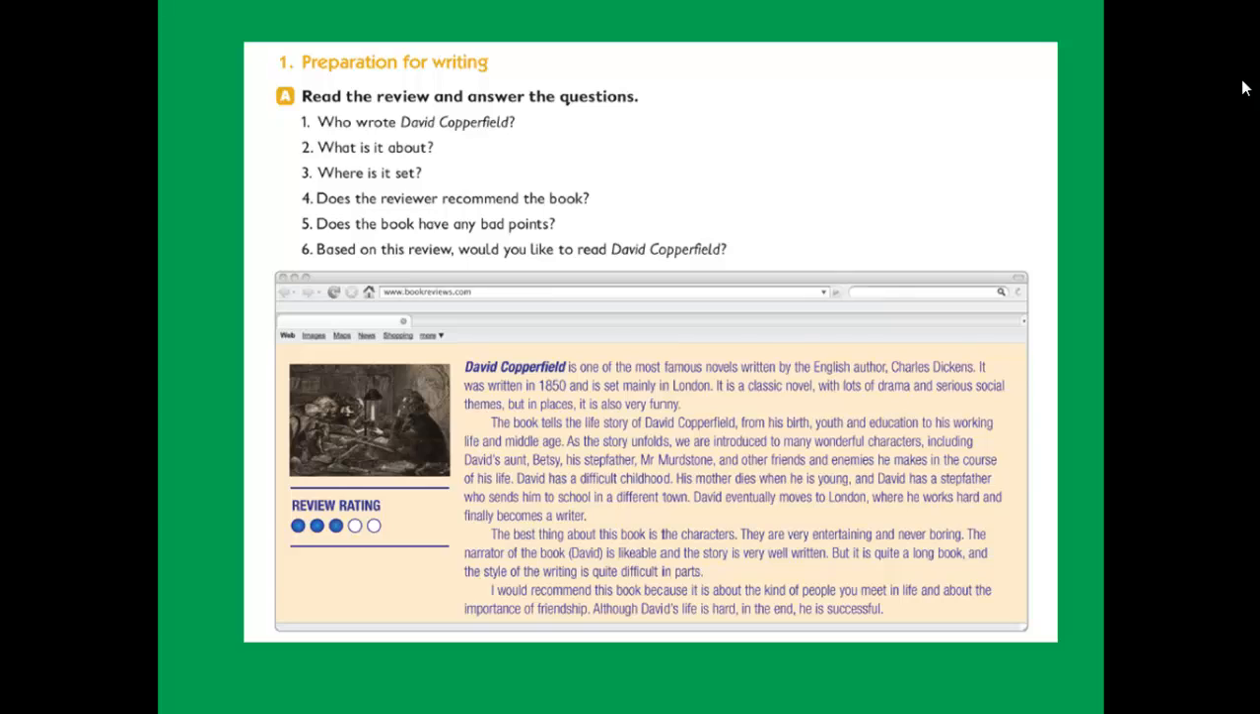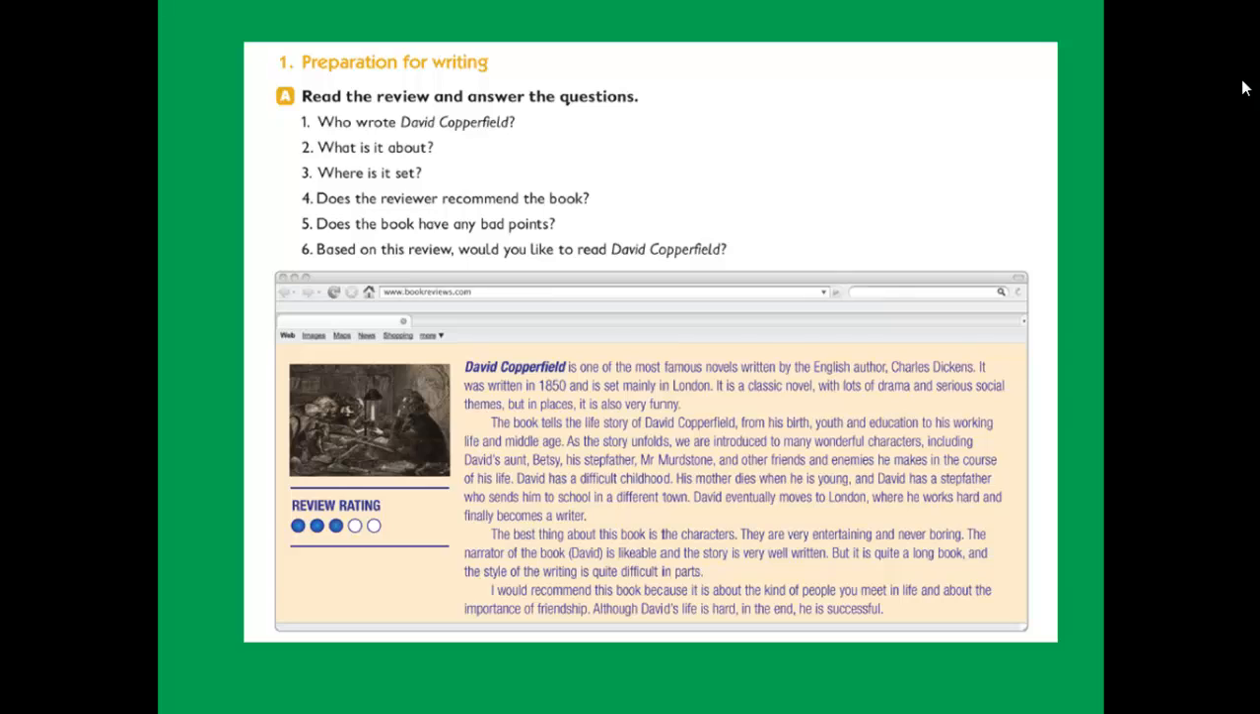The book tells the life story of David Copperfield from his birth, youth and education to his working life and middle age. As the story unfolds, we are introduced to many wonderful characters, including David's aunt, Betsy, his stepmother, Mr. Murdstone, and other friends and enemies he makes in the course of his life.